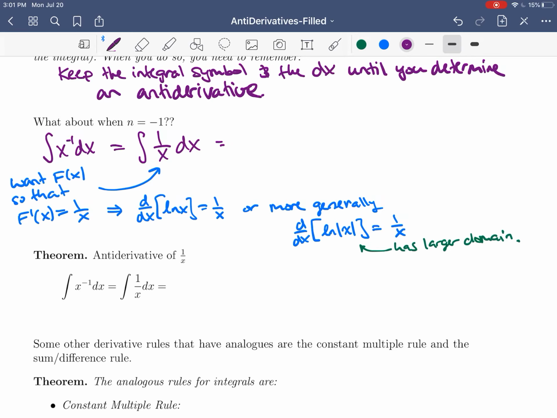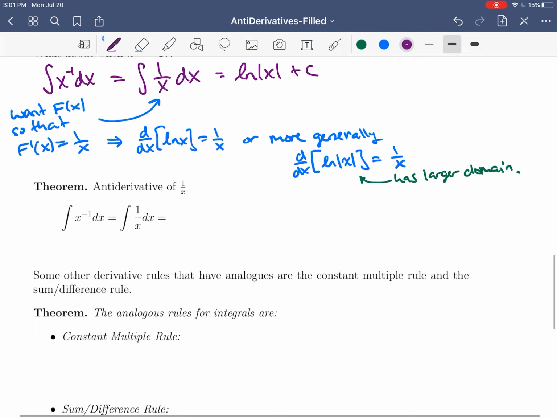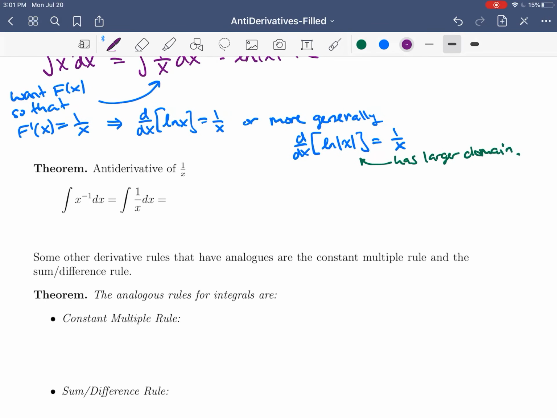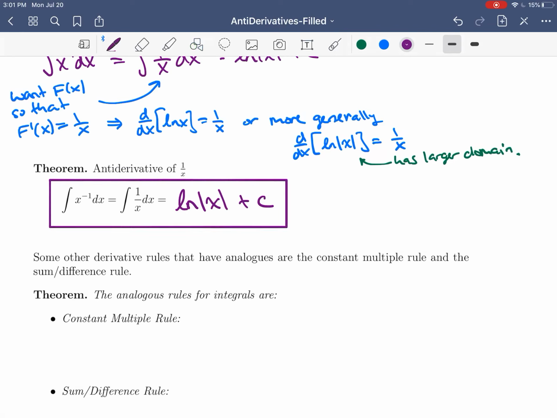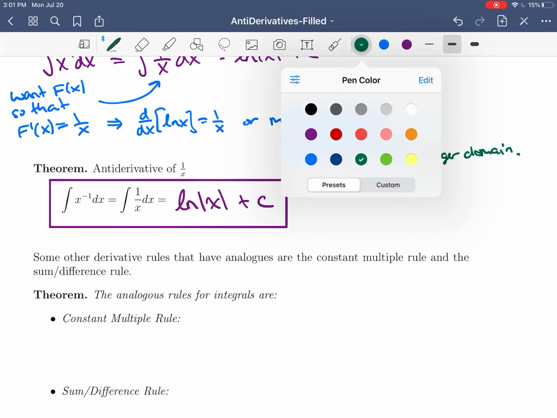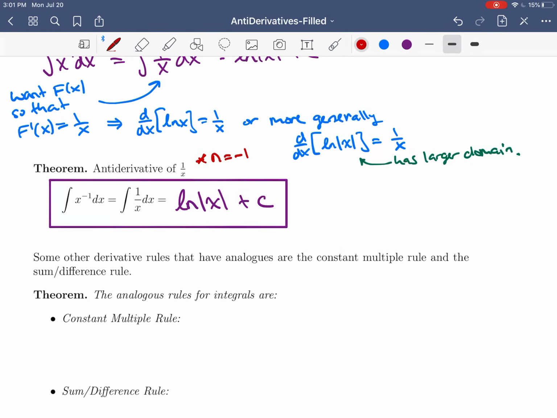So this is actually ln absolute value x plus c. I'm just going to write that rule down here. If you have the n equals negative 1 case, you want the indefinite integral of x to the minus 1 dx, or 1 over x dx. What you're going to do is write ln absolute value x and then add your constant, because ln of absolute value x has derivative 1 over x. So that's the special case. This is the n equals negative 1 case in our reverse power rule.